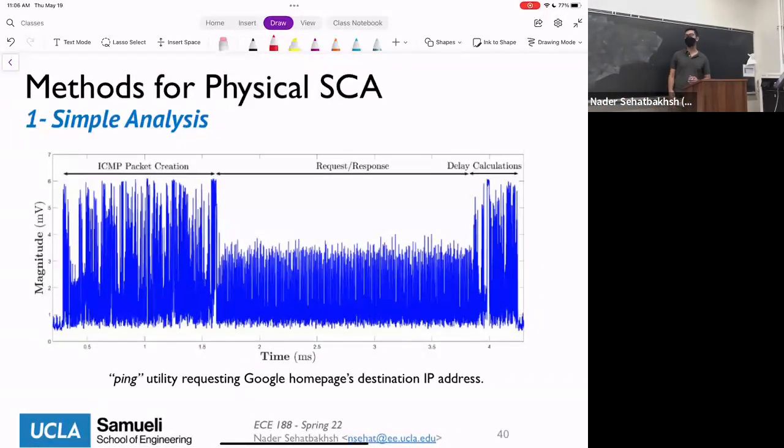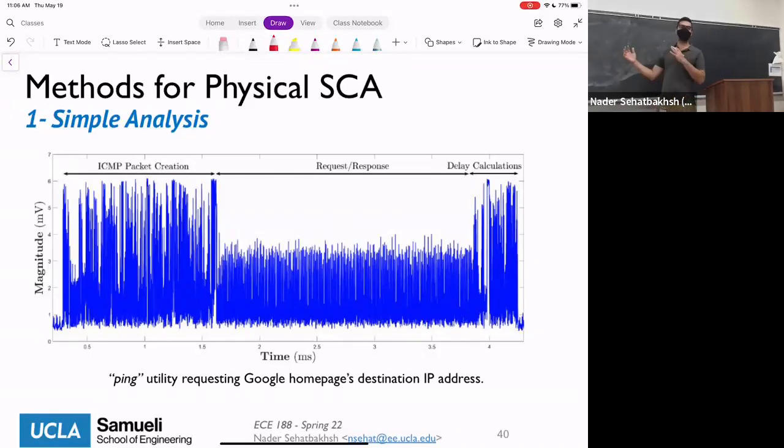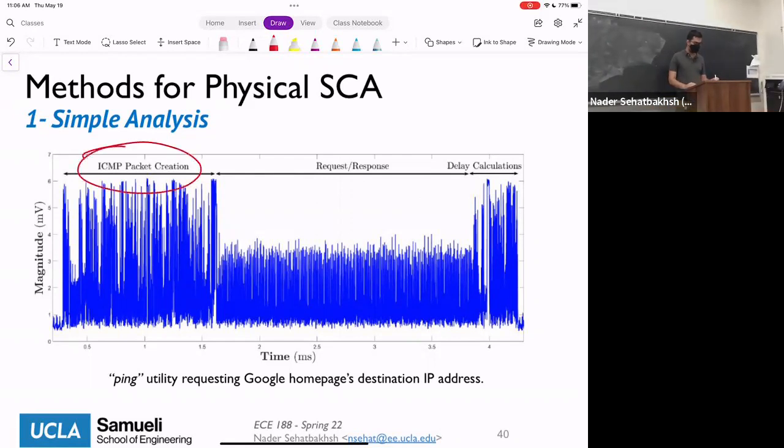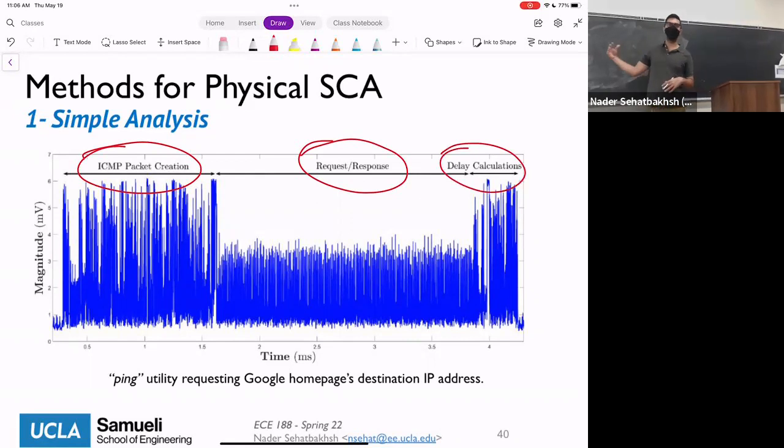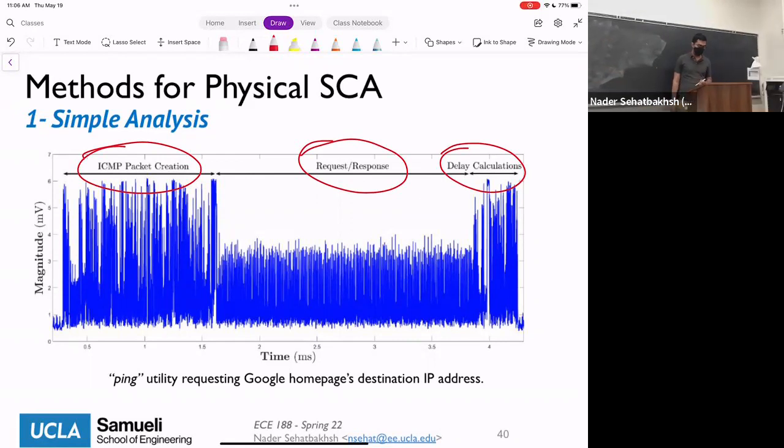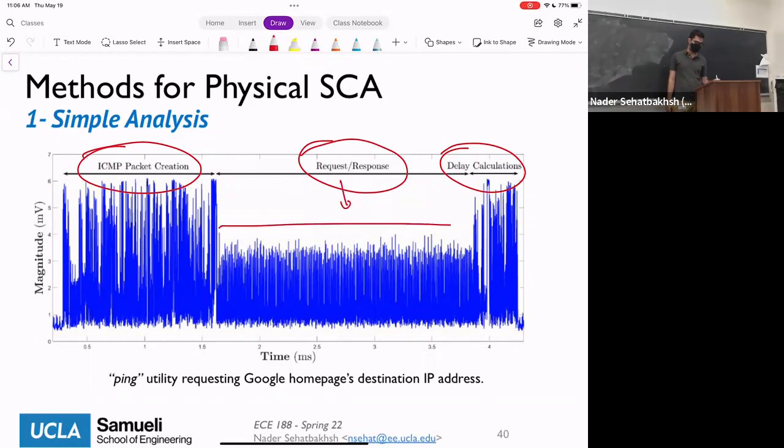You can clearly see very distinguished patterns and phases. For example, I can see that this is the packet creation, this is the request response, this is the delay calculation, and so on. I can analyze my ping, and map this one-on-one to the actual activity. I can see how much delay it takes for packet creation, and how much delay it takes for response. And one thing people have shown with simple analysis is that they can find the location just based on this.